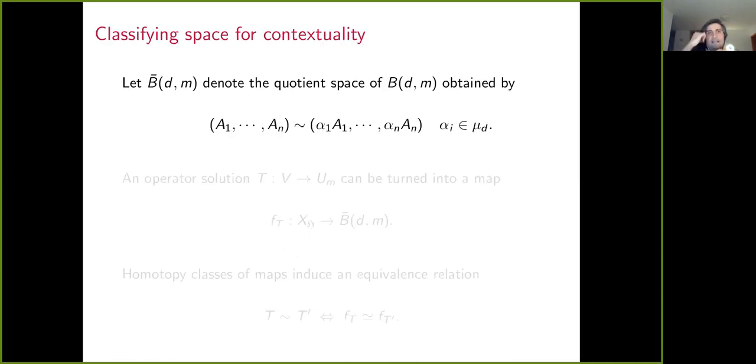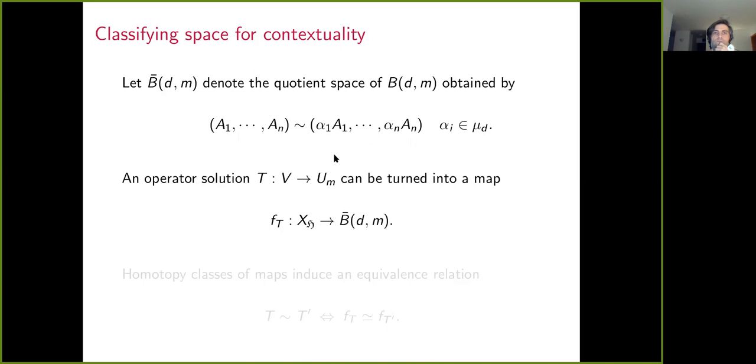But essentially, as I said, the topological realization looks at the linear constraint system after scalars. That means essentially we need to take a quotient of this classifying space, BDM, and obtain another space, which is B bar DM. The identification is that we have an n-cell, and we identify two n-cells if the operators differ by a scalar in mu D. In this way, there's a recipe to turn an operator solution into a map between the spaces. Here XH is a topological realization, and the target is this quotient space. This map is defined up to homotopy.